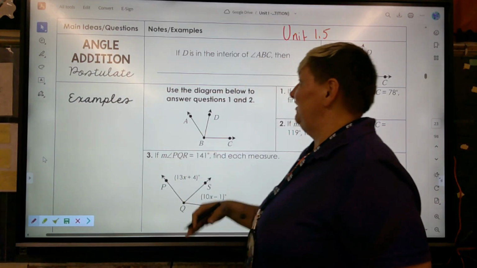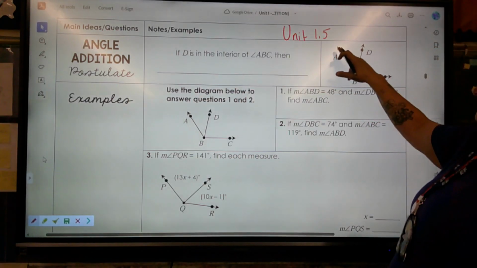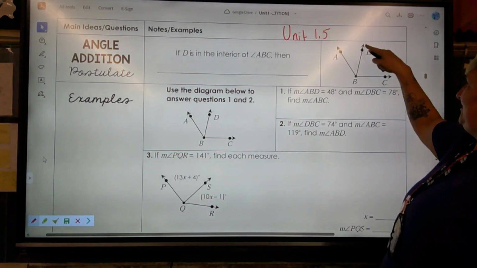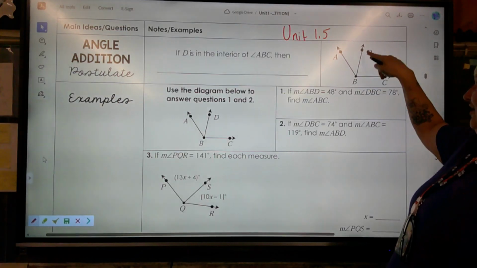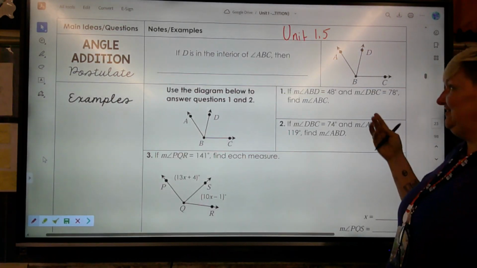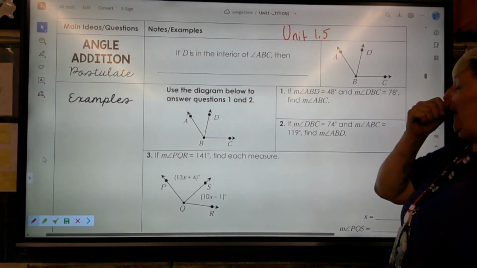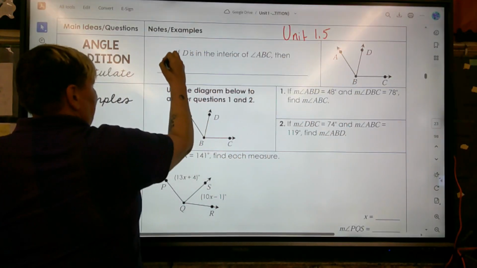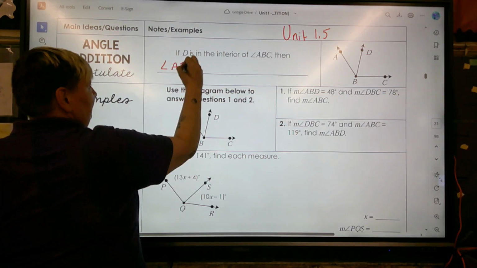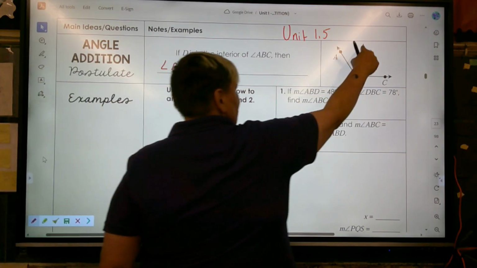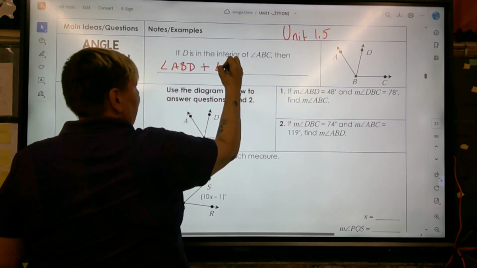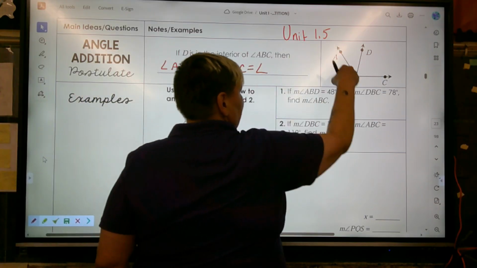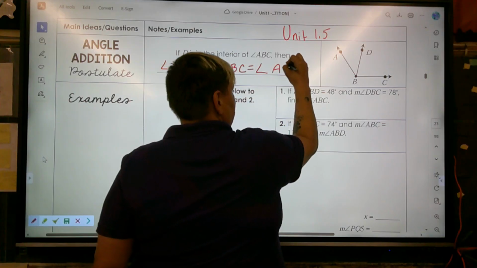Angle addition postulate, right? So in a graph like this, where you have ABC and then you have D in the middle, if D is in the interior, if the ray here is in the interior, meaning inside of the bigger angle, then this angle, ABD, plus this angle, DBC, will equal the total, ABC.